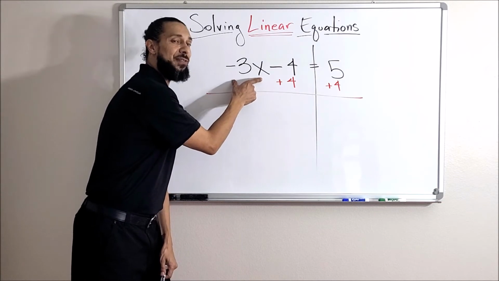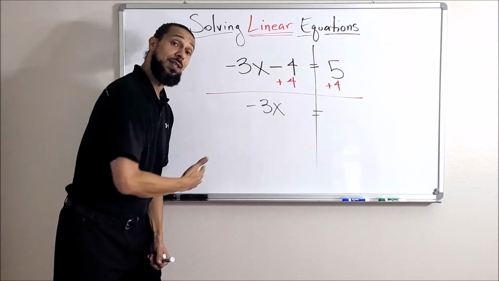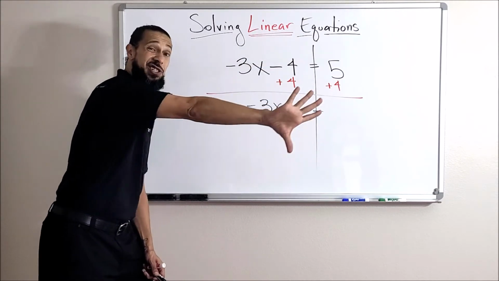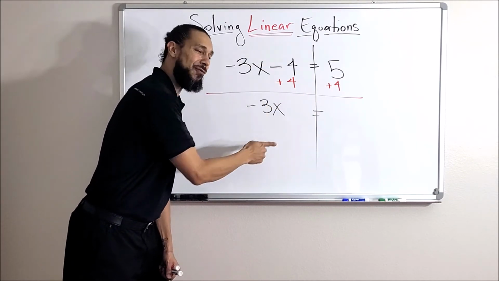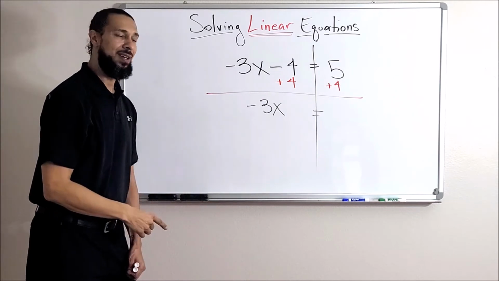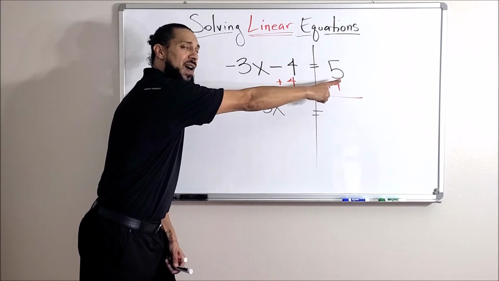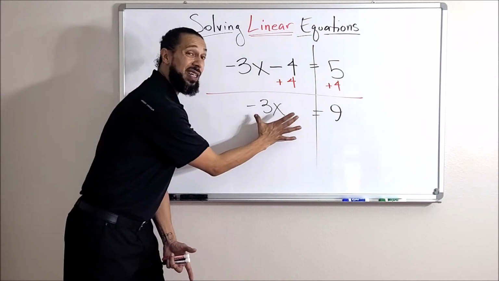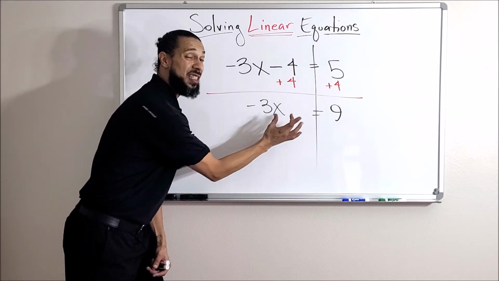Nothing happens to this -3, so guess what it does? It comes down to the next line. Yeah, exactly right. -4 plus 4, they cancel each other out. That's the whole reason we added 4, to get rid of that, to undo it. So on the other side, what's 5 plus 4? 9, exactly right. Now notice, we're whittling down little by little to get this x by itself.